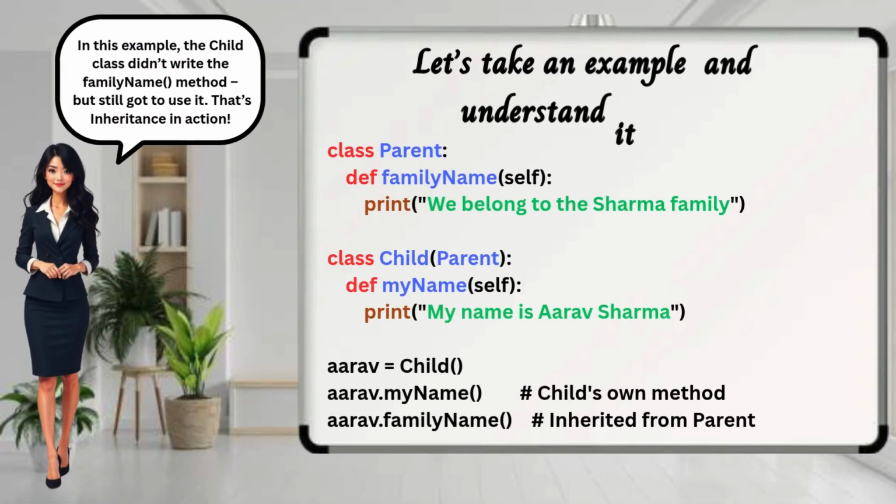Let's take an example and understand it more. In this example, the child class didn't write the family name method but still got to use it. That's inheritance in action.